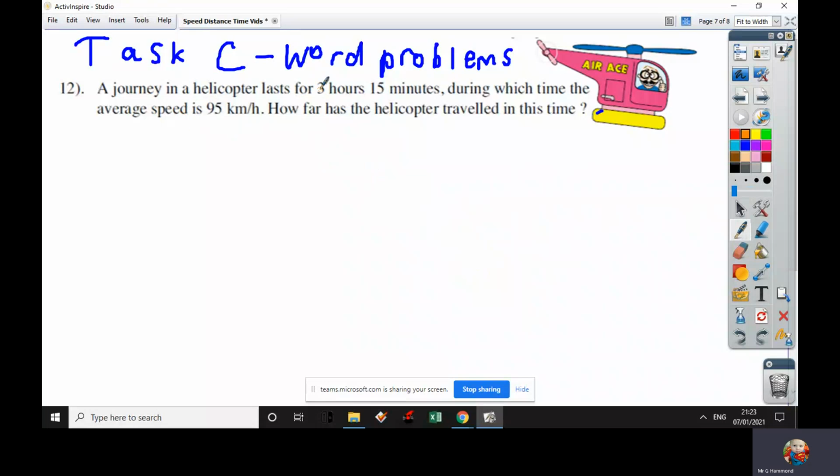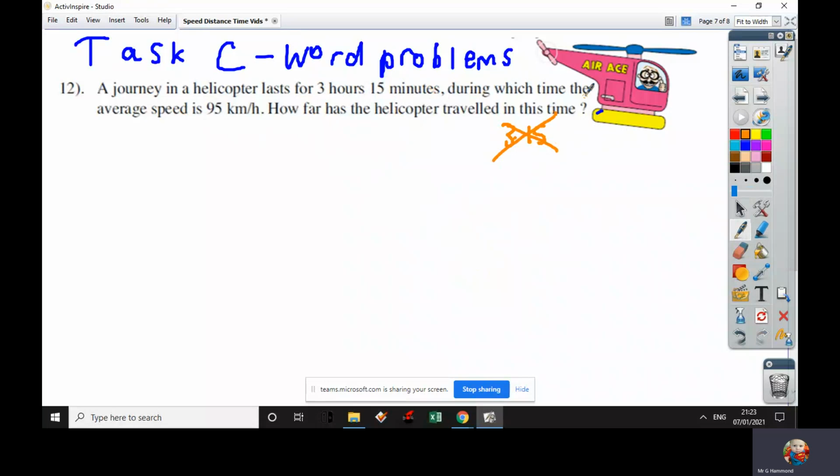And you still need to use the formula triangle. You're still going to need to turn hours and minutes into a decimal. So for example, on this question, 3 hours, 15 minutes is definitely not 3.15. Let's just cross that out. We need a proper decimal for that. So let's have a look.